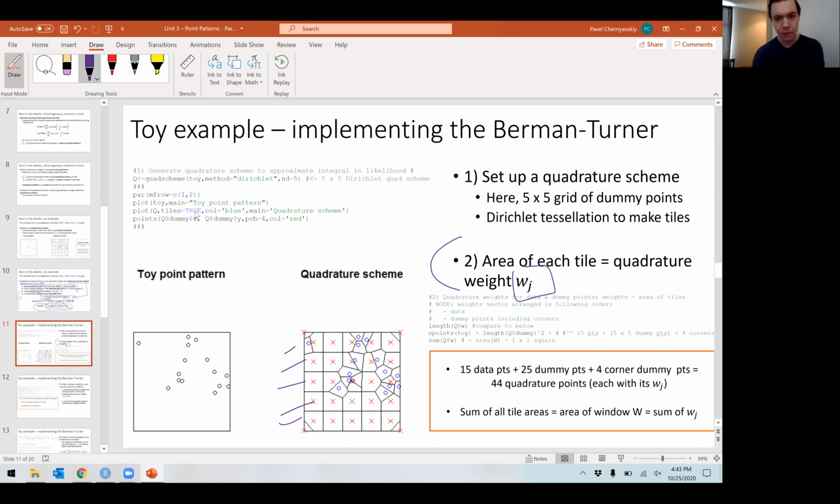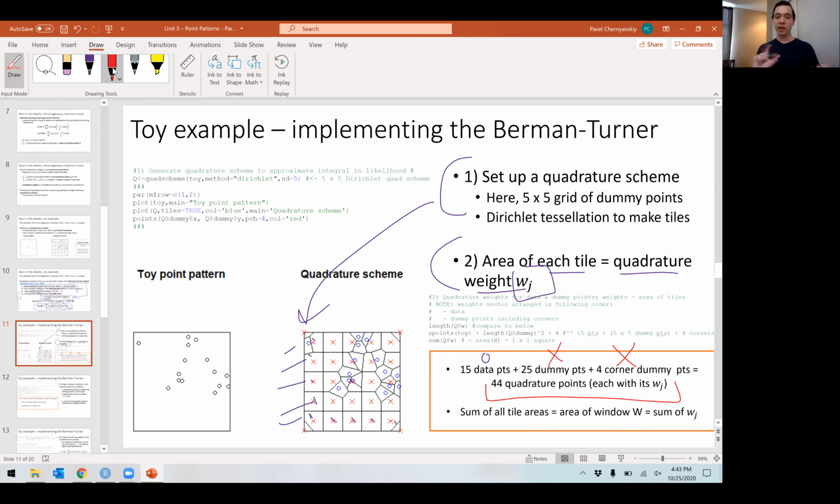So set up a quadrature scheme. You've seen this on a previous slide. The area of each tile gives me my quadrature weight. So what I have is 15 data points, that's the blue circles. And then I have 25 dummy points. Why 25? I have a 5 by 5 grid, right? 1, 2, 3, 4, 5. 1, 2, 3, 4, 5. There are 25 red X's and 4 dummy points, one in each corner. If you add all that together, you get 44 quadrature points.